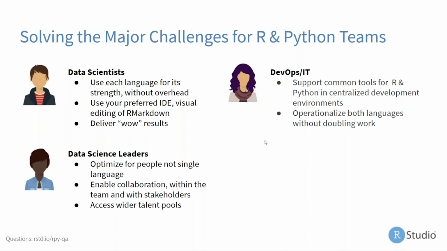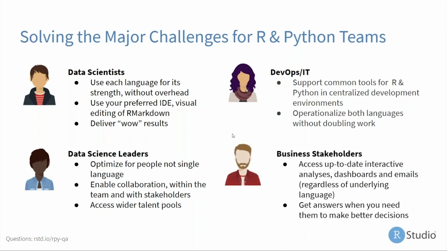And finally, for the business stakeholders in the organization, ultimately, they don't care about what the underlying language is. They just want to have reproducible, accurate, understandable data science insights that they can use to help make better decisions. So by sharing this data science work through platforms like Connect, they can access up-to-date interactive analyses and dashboards, or get the information directly in their email, so they can get the answers they need in order to make better decisions.